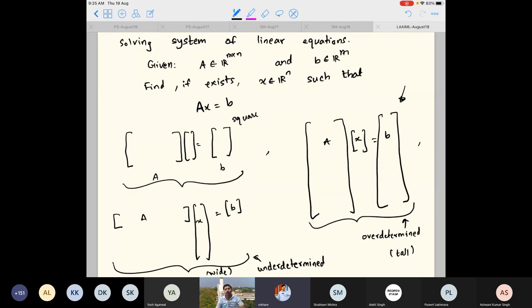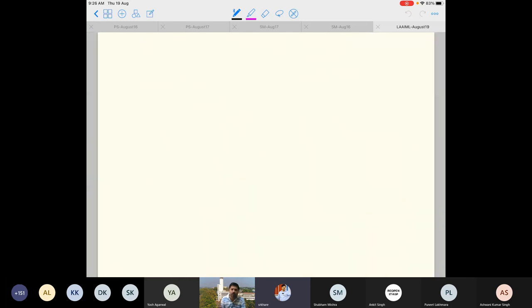Ax is equal to b, the tall one, and the square one is of course present in many things. Many partial differential equations, when you try to solve numerically using finite volume or discretization methods, end up with a system of linear equations which are square. So there are different applications where you end up with different types of systems of equations. But the beauty lies in understanding the geometrical meaning. So we will focus more on Ax is equal to b.